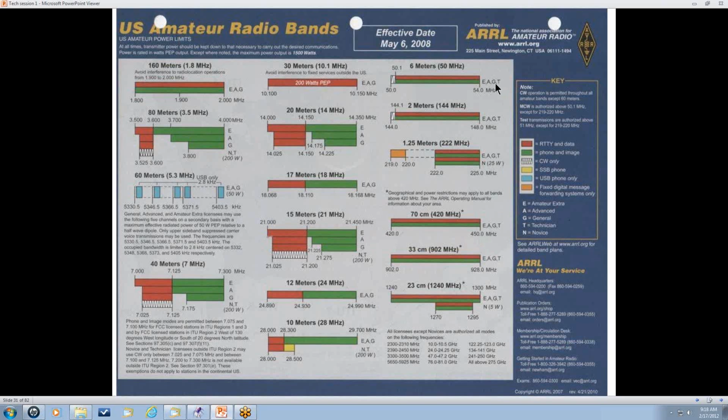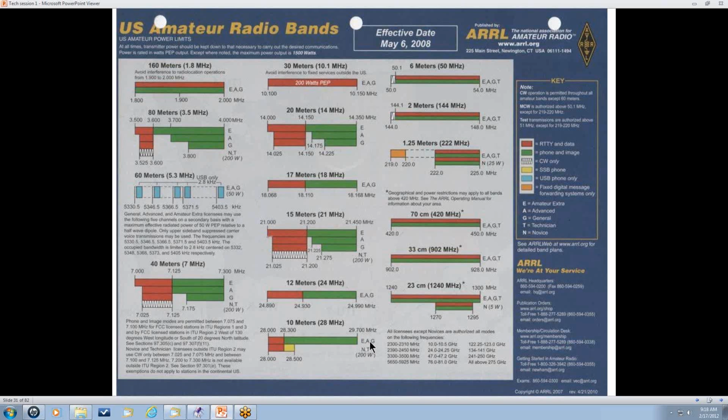As you look at this, out here you see EAGT. That means extra class licenses, advanced class licenses, general, and technician all have the privileges shown here. If we look over, let's take a look at the 10-meter band here. We do have technician privileges here in the 10-meter band, and that's this line that says NNT for novice and technician. Novice is a license they're not issuing anymore. There may still be some out there, but they're not issuing it.